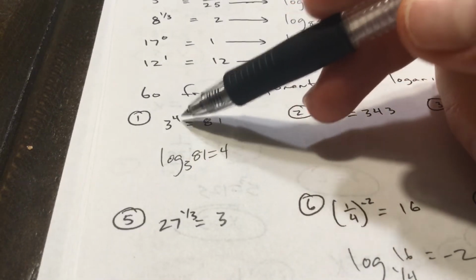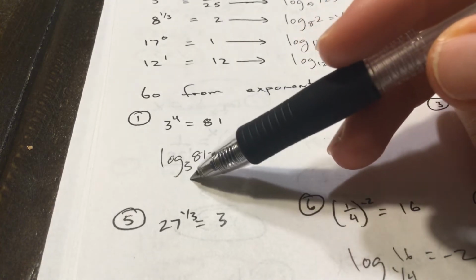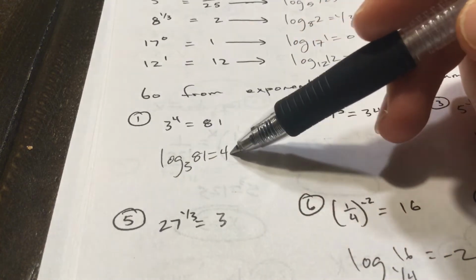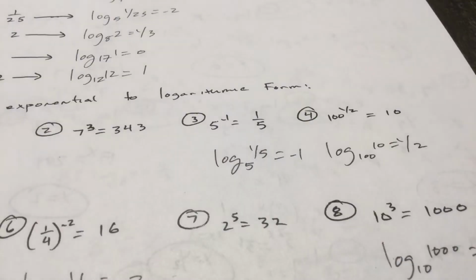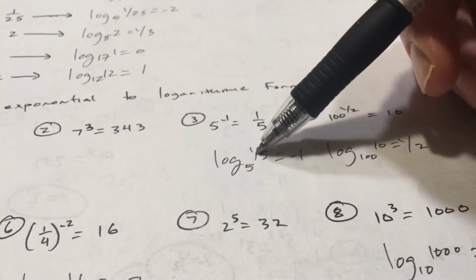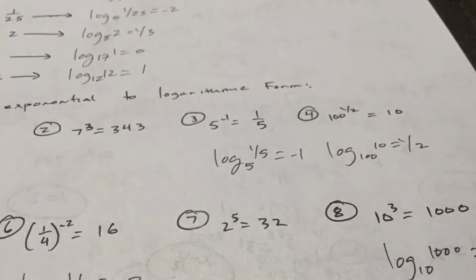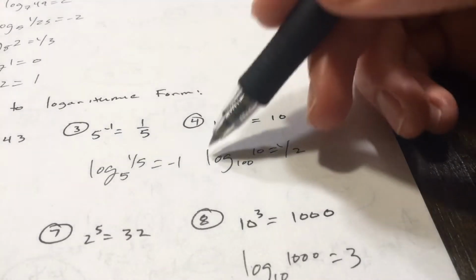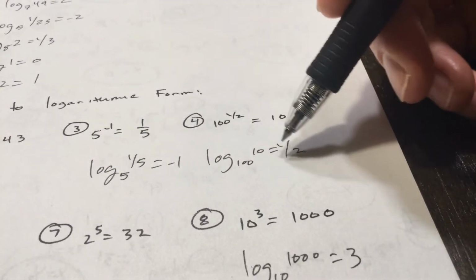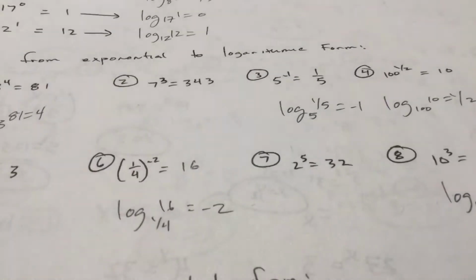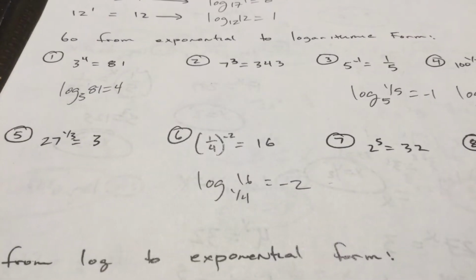We did this. 3 to the 4th equals 81 is log base 3 of the answer 81 equals the exponent 4. Log base 5 of the answer 1/5 equals -1. Log base 100 of the answer 10 equals 1/2. Log base 1/4 of 16 is -2.